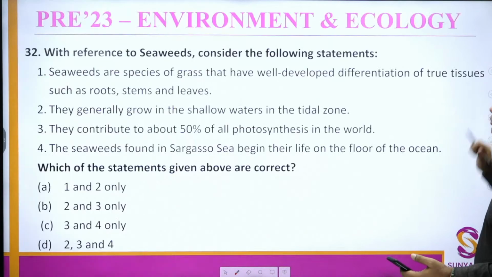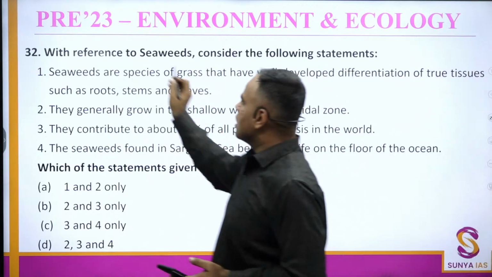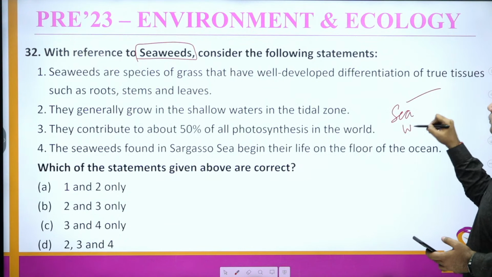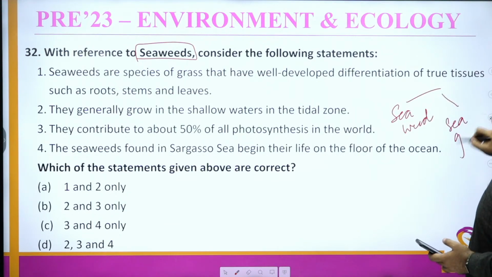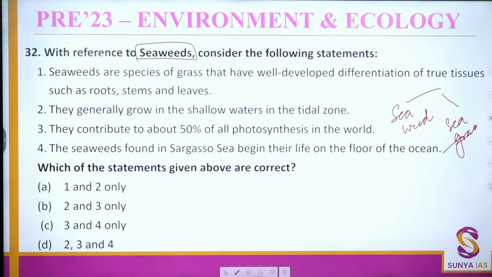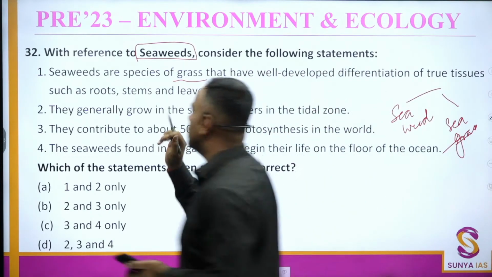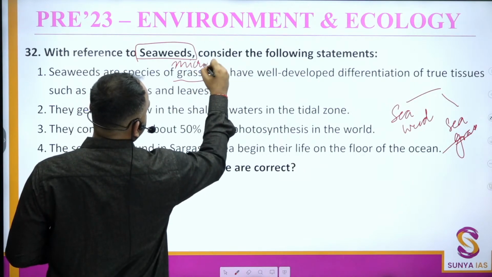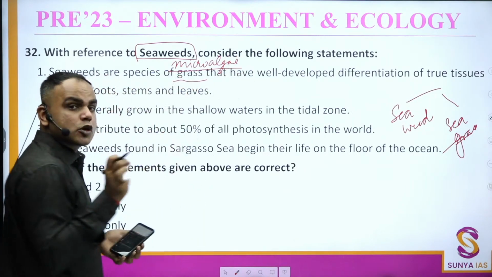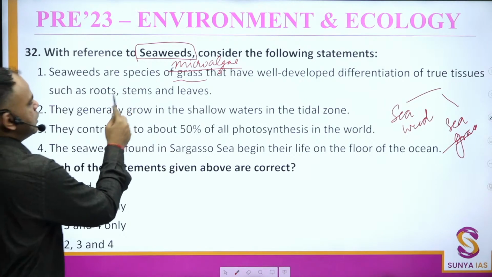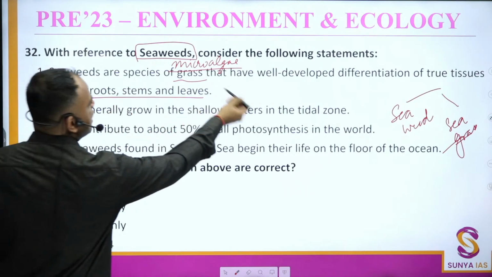All right. Now moving forward, question number 32. With reference to seaweeds. There are 2 terms: one is seaweed and one is seagrass. We'll just see here what kind of points are being asked from us. The first statement says that seaweed is a variety of grass. Actually, seaweed is not a grass. The name seaweed will tell you this is actually a variety of microalgae. And if you know these are microalgae, then they cannot develop into tissues or into different roots, stems and leaves. So statement 1 becomes wrong.